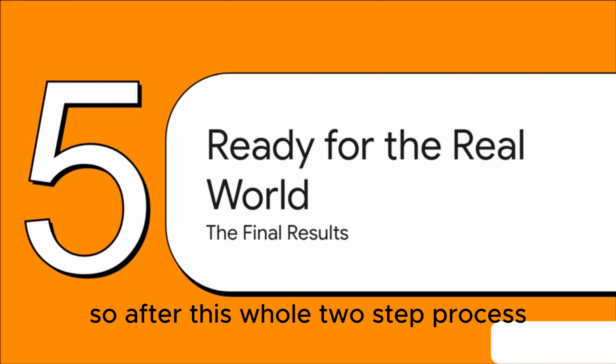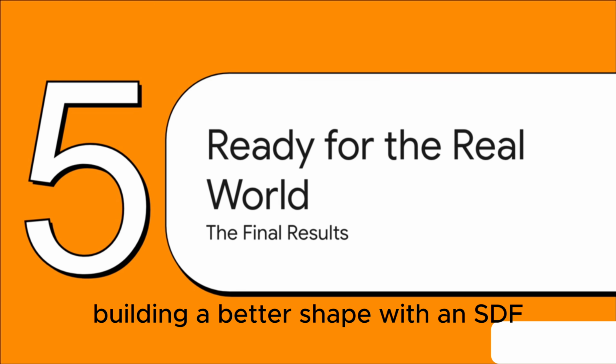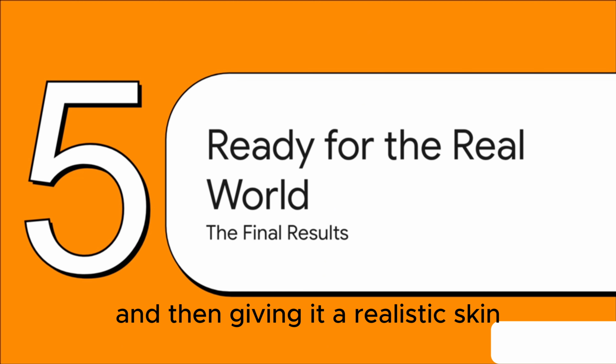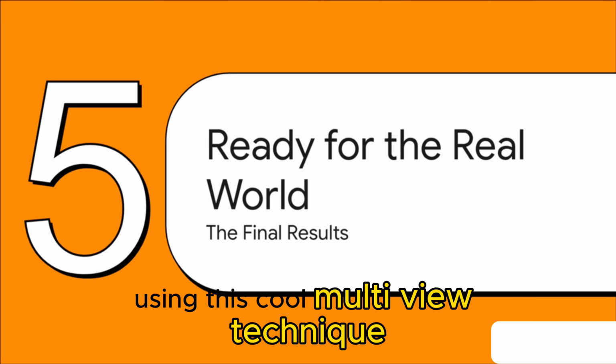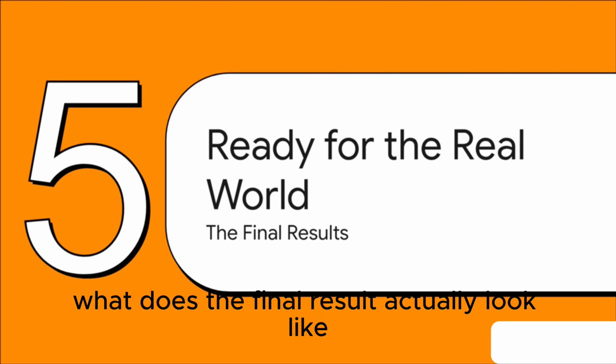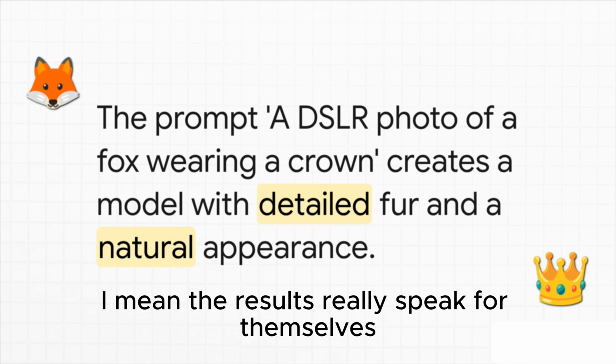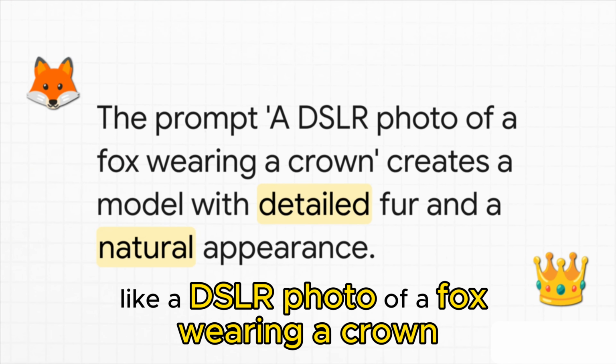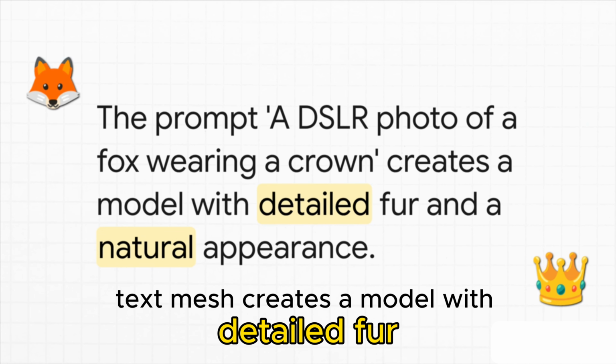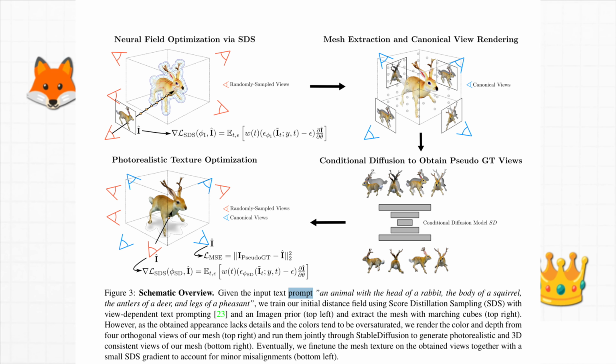So, after this whole 2-step process, building a better shape with an SDF, and then giving it a realistic skin using this cool multi-view technique, what does the final result actually look like? I mean, the results really speak for themselves. With a prompt like a DSLR photo of a fox wearing a crown, TextMesh creates a model with detailed fur, a metallic-looking crown, and a really natural appearance that just perfectly matches the description.